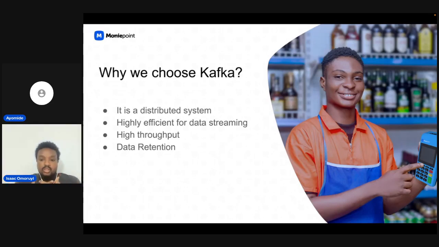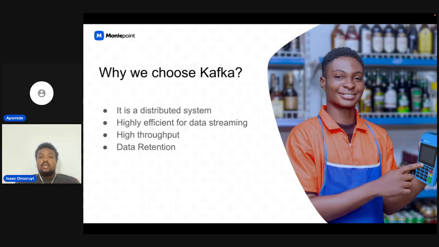When I say distributed system, I mean that it's a system that allows us to scale horizontally very well. So we can have different servers with different Kafka brokers, allowing us to scale. It's just about creating new nodes and different servers. So no matter the number of transactions we have, we can just keep on having extra servers.